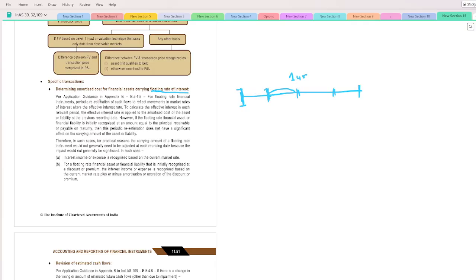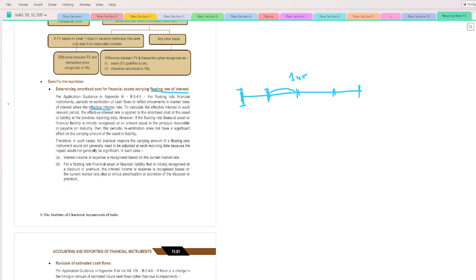So I'm just reading it quickly. As per the application guidance in Appendix B, for a floating rate financial instrument, the periodic re-estimation of the cash flow to reflect the movement in the market rate of interest alters the effective interest rate. Yeah, alters the effective interest rate.